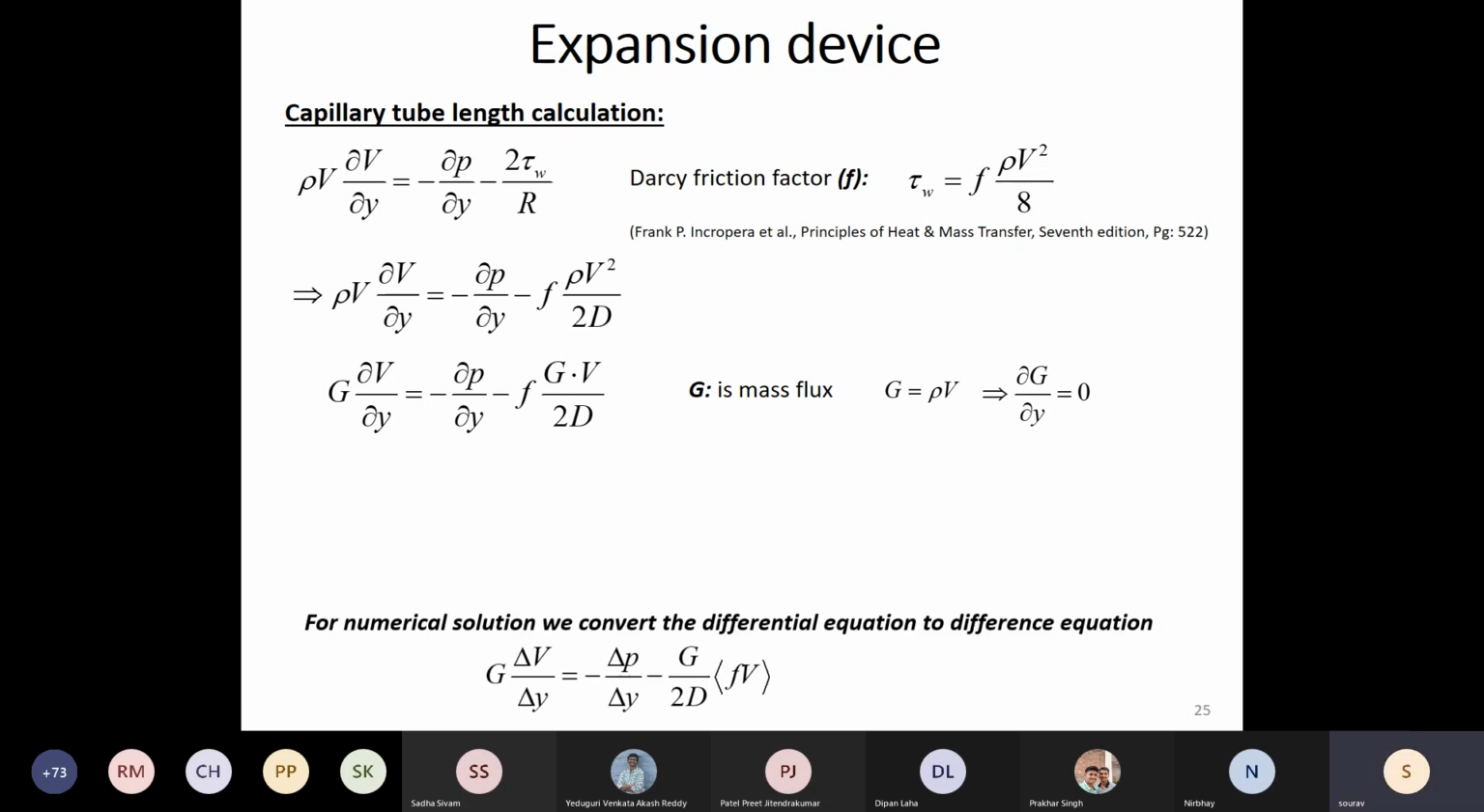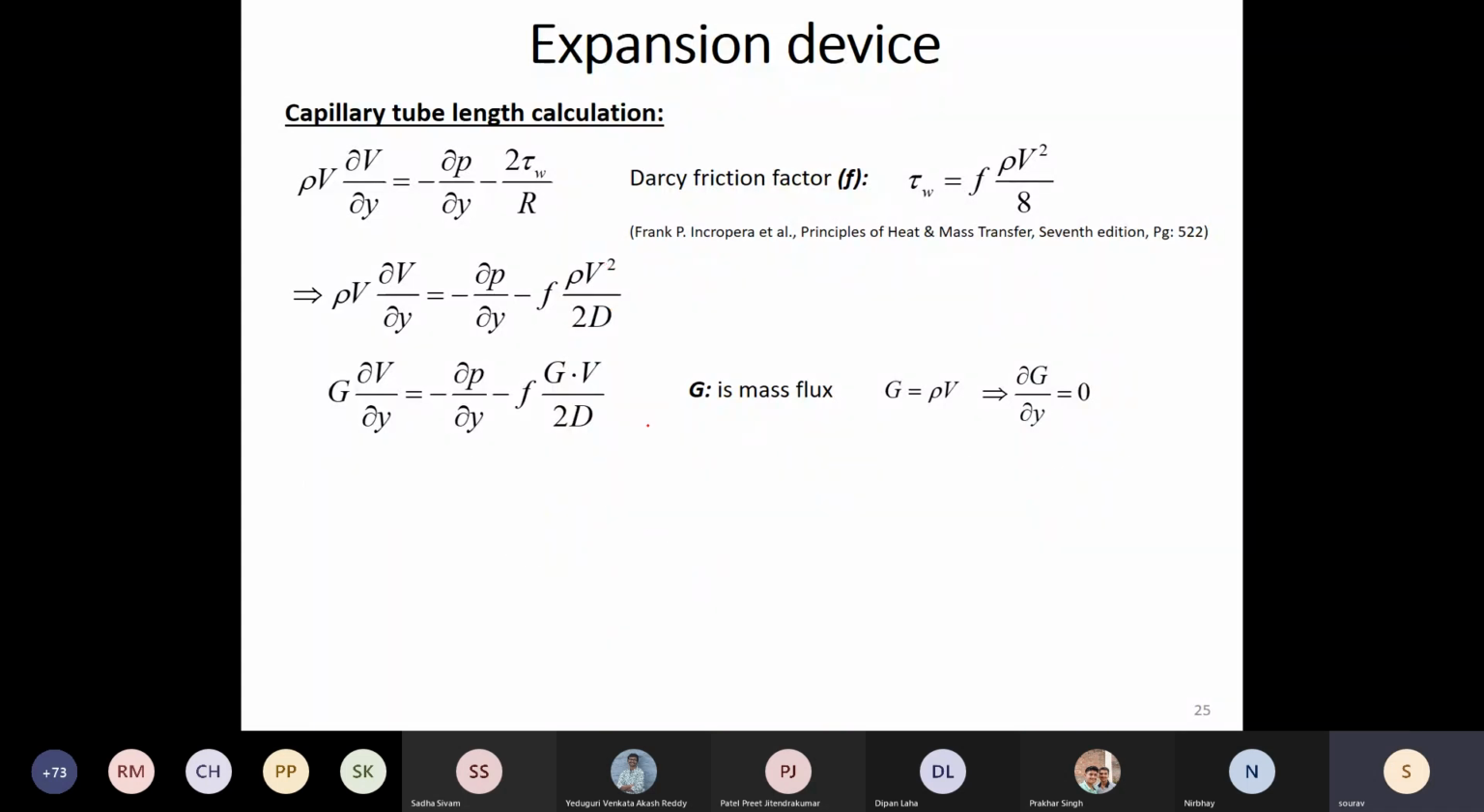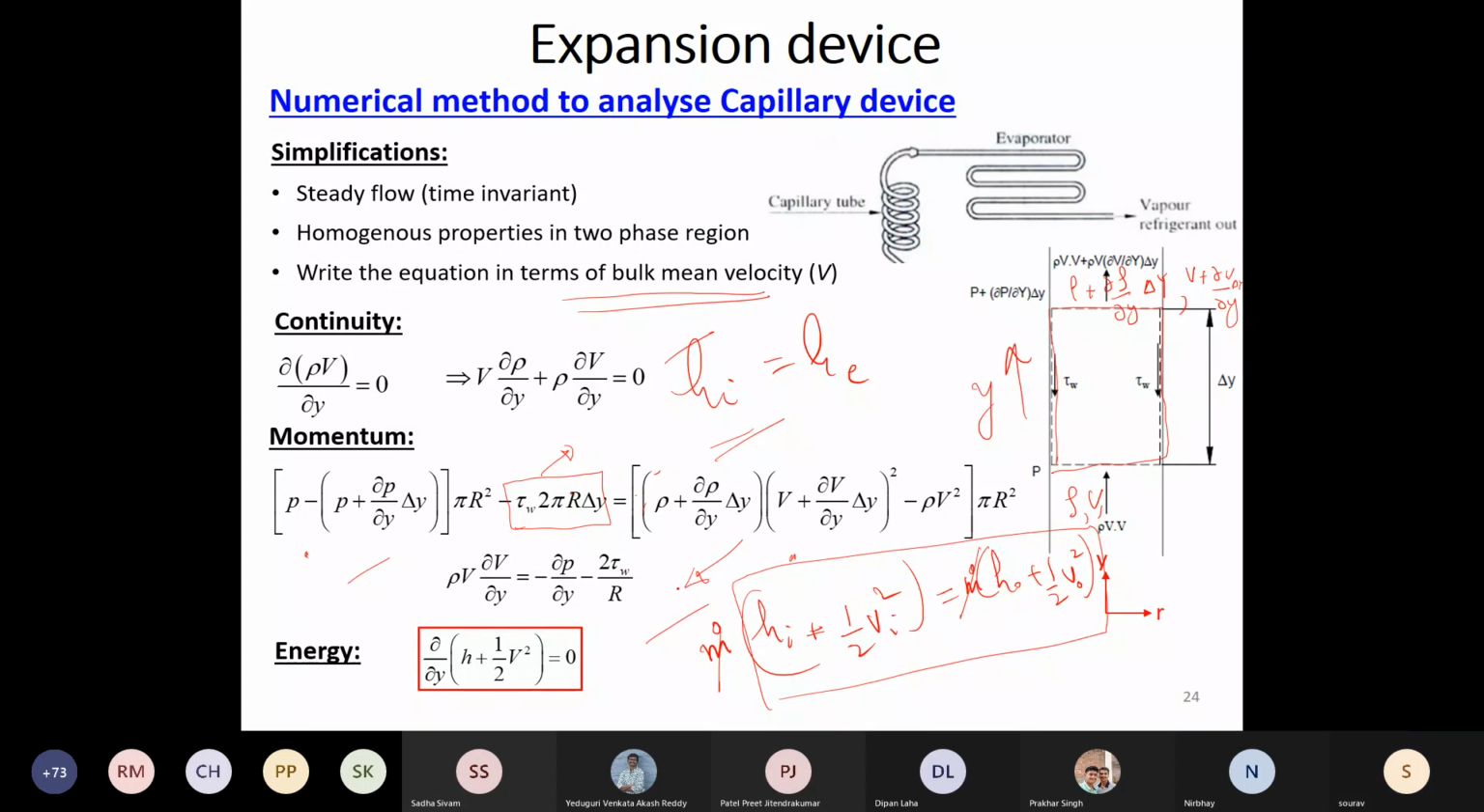Okay, so I will not bore you with all this derivation because these are not required per se for this course, but it is good to know how these numbers are derived. So what we are going to do is we will just now solve this set of three equations. We have to solve these simultaneous equations in order to obtain the diameter and length of the capillary tube for a given PC and PE.